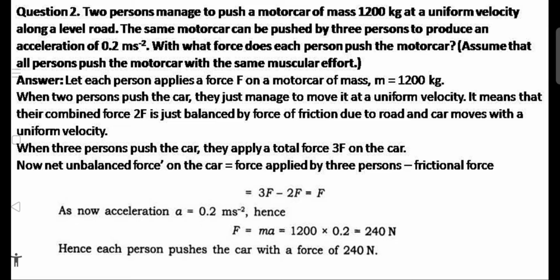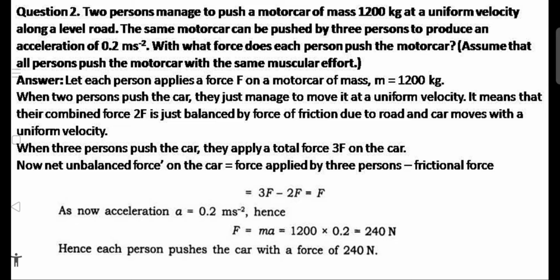Answer. Let each person apply a force F on a motor car of mass m equal to 1200 kg. When two persons push the car, they just manage to move it at a uniform velocity. It means that their combined force 2F is just balanced by the force of friction due to road, and the car moves with a uniform velocity.